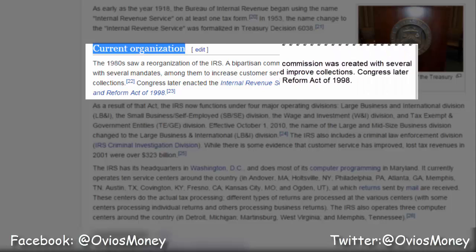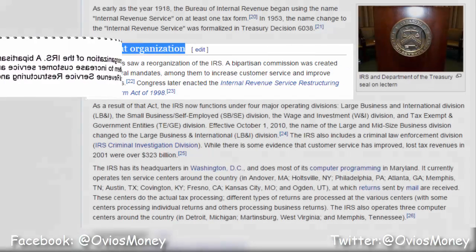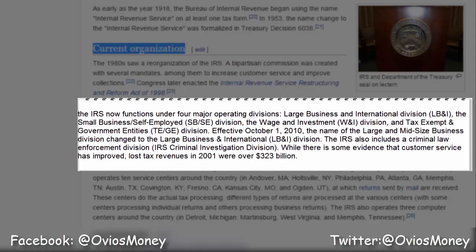The 1980s saw a reorganization of the IRS. A bipartisan commission was created with several mandates, among them to increase customer service and improve collections. Congress later enacted the Internal Revenue Service Restructuring and Reform Act of 1998. As a result of that act, the IRS now functions under four major operating divisions: the Large Business and International Division, LB&I, the Small Business/Self-Employed, SB/SE, Division, the Wage and Investment, W&I, Division, and the Tax-Exempt and Government Entities, TE/GE, Division.